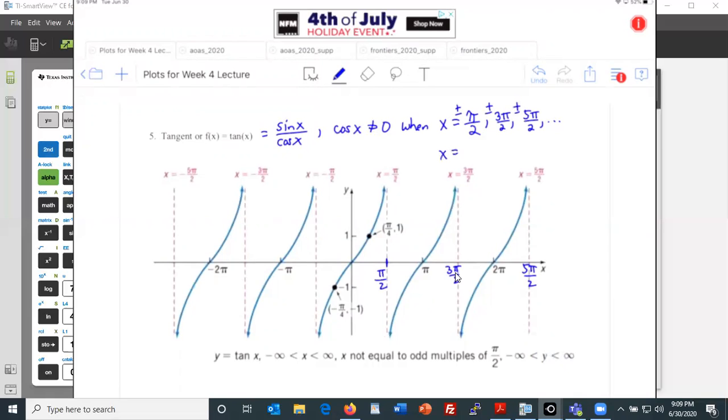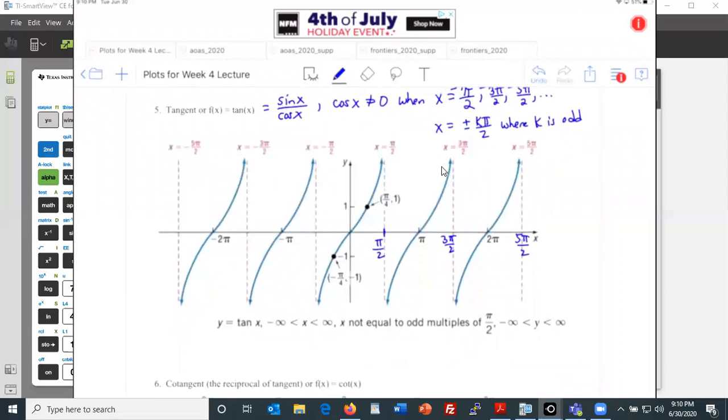So we can generalize this a little more by saying it's plus or minus k times pi over 2, where k is odd. Because notice the numerators have odd numbers, 1 pi, 3 pi, 5 pi, okay? So the asymptotes occur at odd values of pi over 2. Okay, and notice that's also written down here. X is not equal to odd multiples of pi over 2. That's what I just wrote down there.